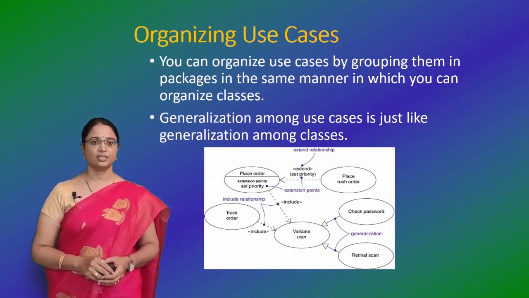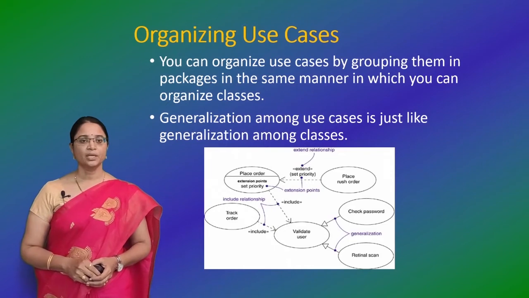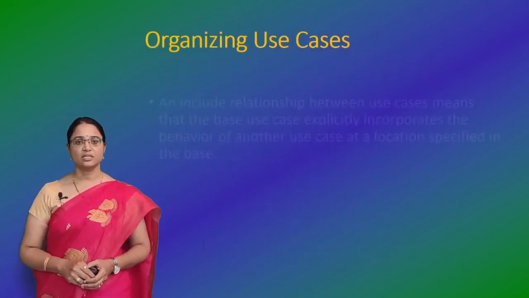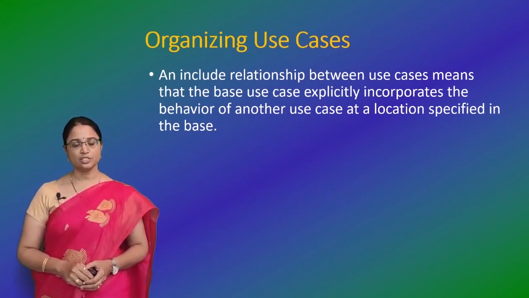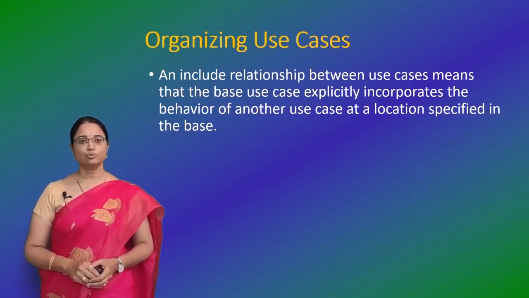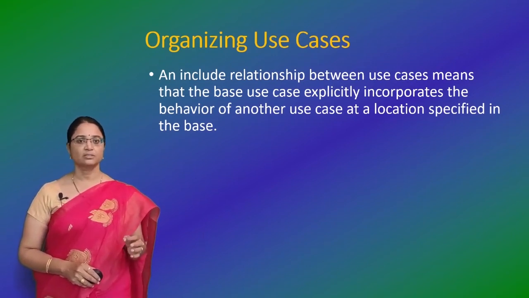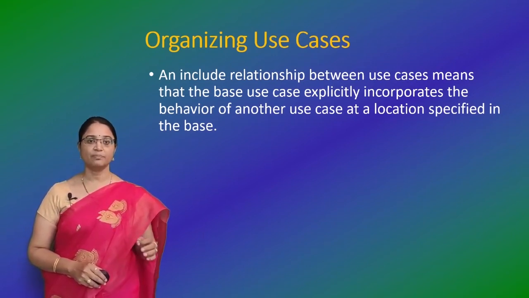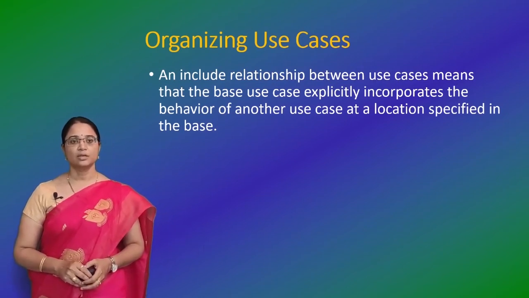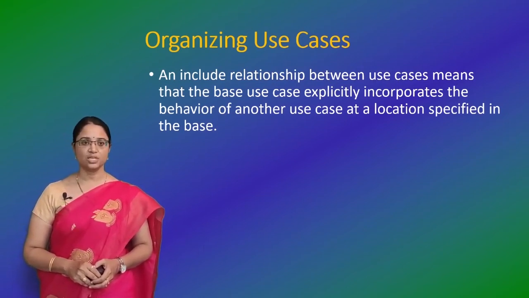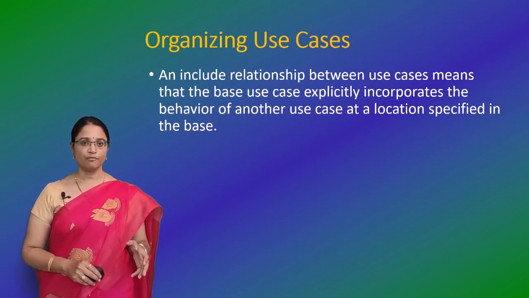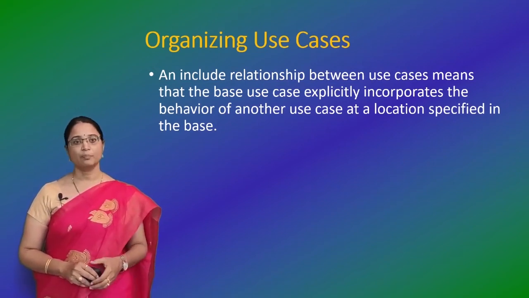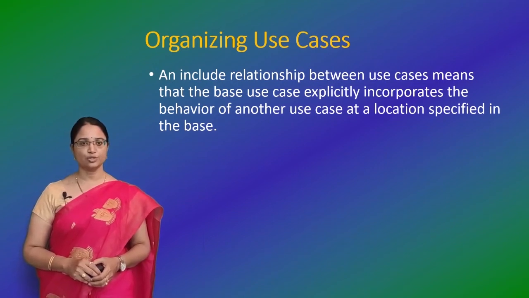That is the extend. So see here, an include relationship between use cases means that the base use case explicitly incorporates the behavior of another use case at a location specified in the base. The included use case never stands alone, but is only instantiated as a part of some larger base that includes it. You can think of include as a base use case pulling the behavior from the supplier use case. You use an include relationship to avoid describing the same flow of events several times, by putting the common behavior in a use case of its own.